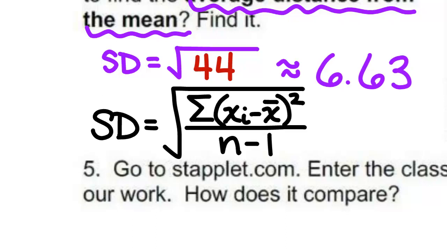If I divide by a smaller number, what happens to my result? If I took that 44 and I divided it by 5 instead of by 6, it's going to be bigger. It's going to show me more variability. When I'm looking at a sample, I'm going to assume generously that the actual population has more variability than what my smaller group does. And this is how I account for that variability.